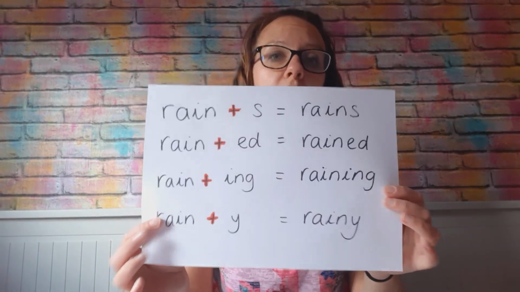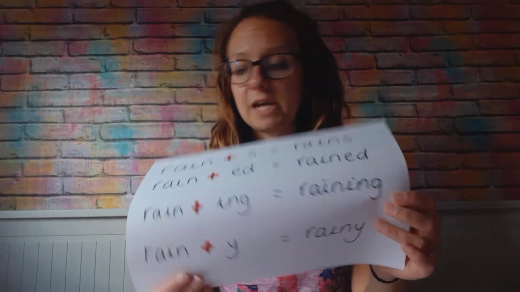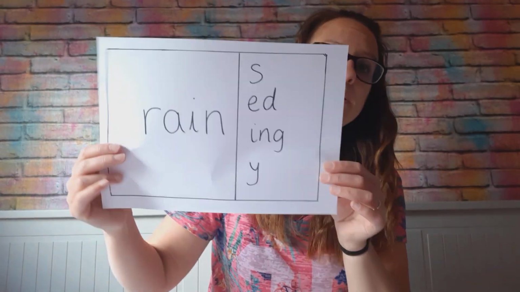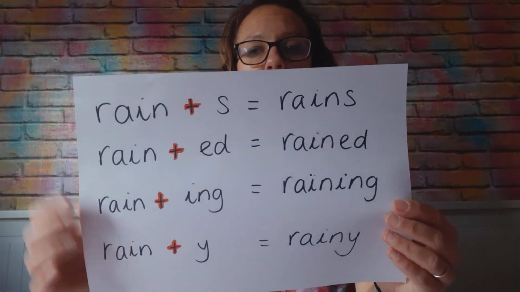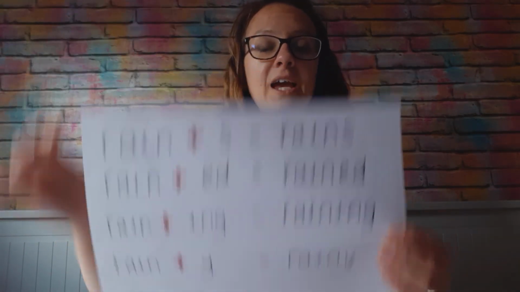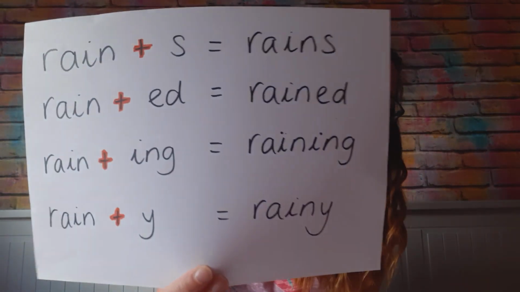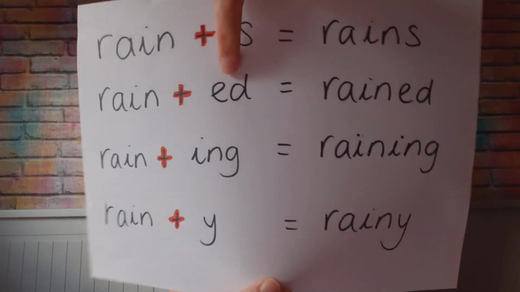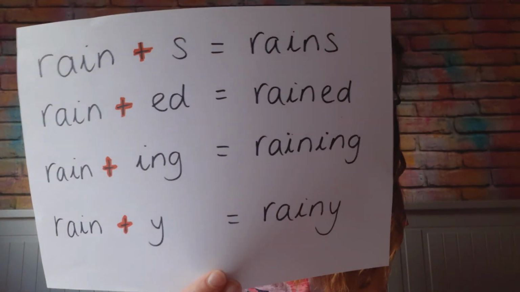Okay, so let's have a look at what words you may have built. And I've written our word sums out here. There are 4 today because we've got 4 different suffixes on our morpheme grid. So the words that you could have built today are rains, and that would be a verb saying like it rains every Tuesday, for example.